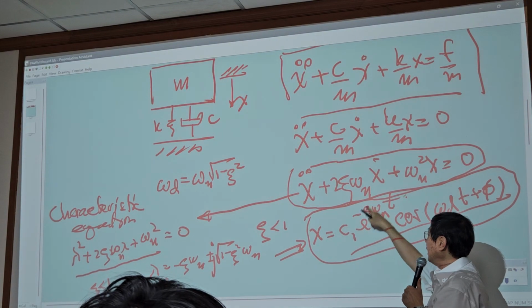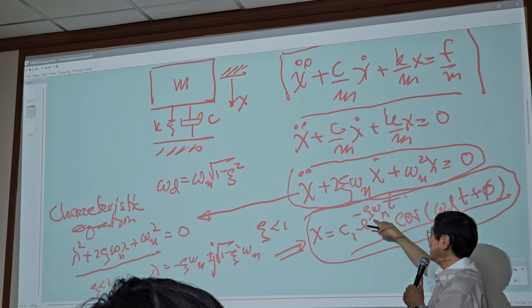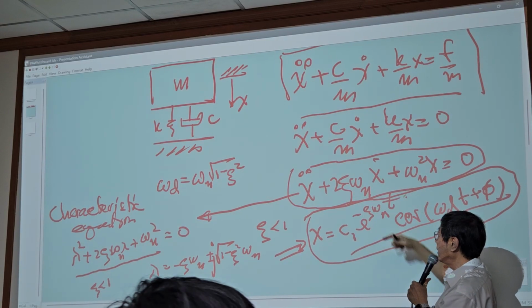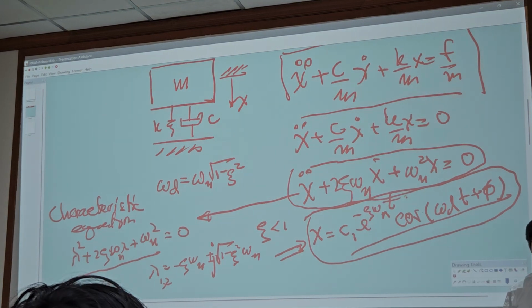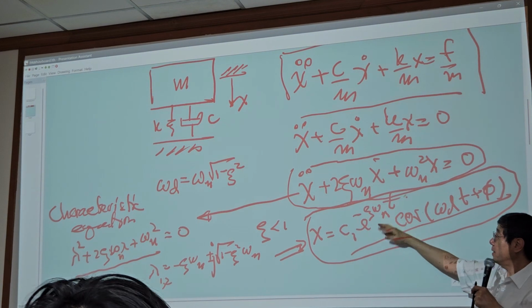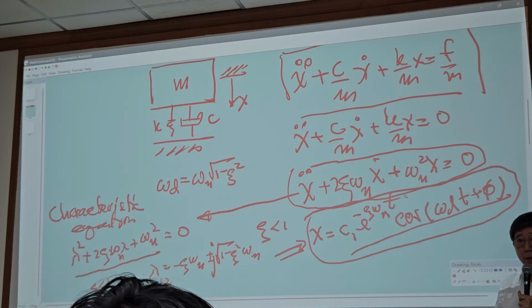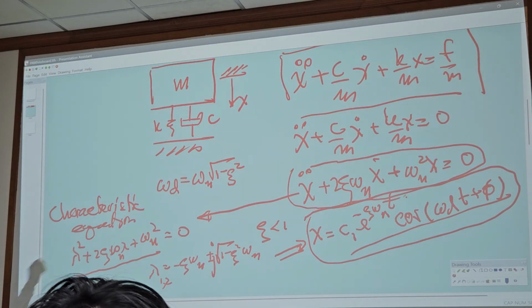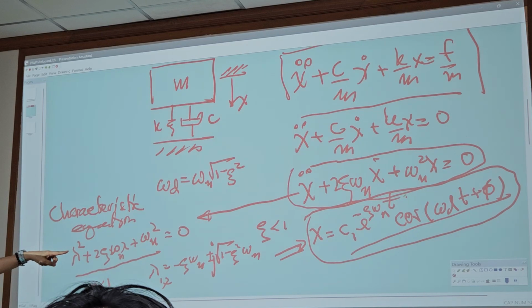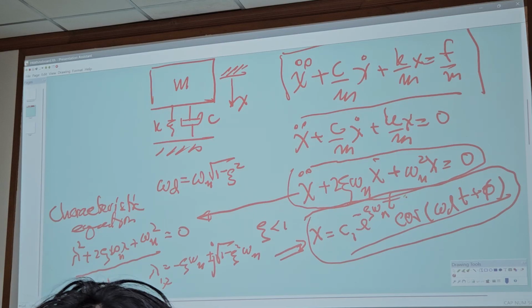So, if t goes to infinity, this one will be 0, right? Okay? So actually, if you have c there, in that case it will be 0. So it means it's stable, right? You place and you release. It's stable, right?